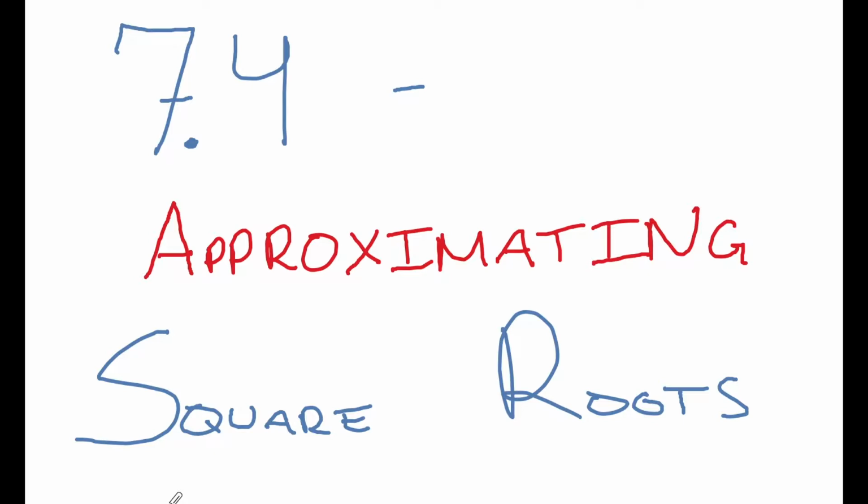Today we're going to be going over Chapter 7, Section 4, which is all about approximating square roots. This section has a lot of rules and notes in it, so please make sure you're getting everything down. There's not going to be a lot of equation solving in here, but they are very important rules to know nonetheless. So let's get started.